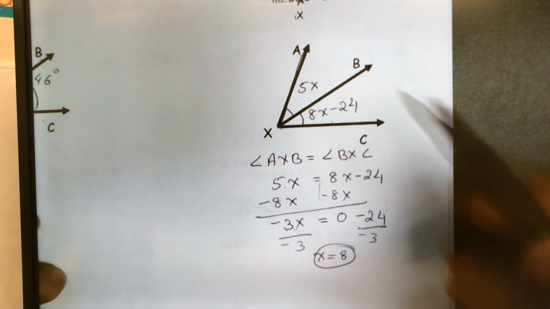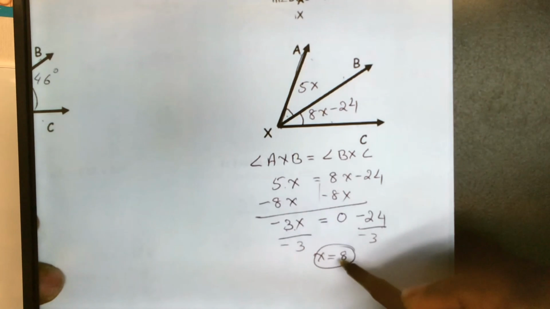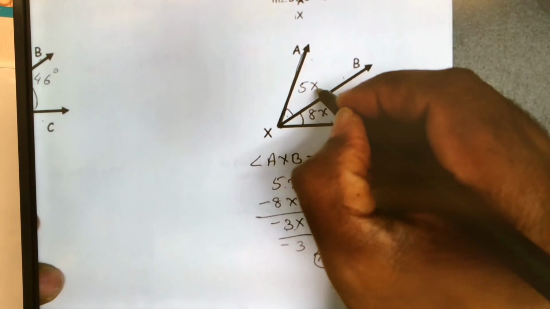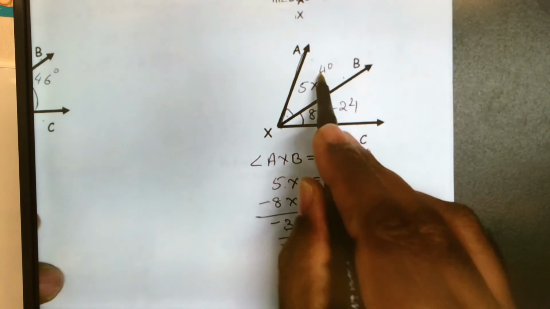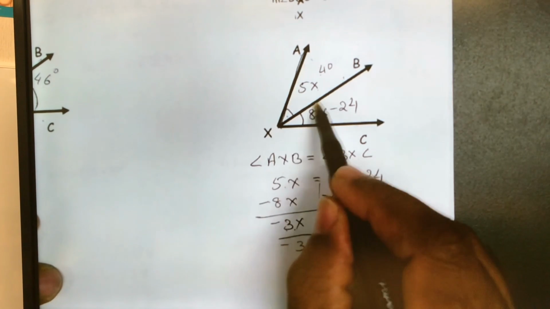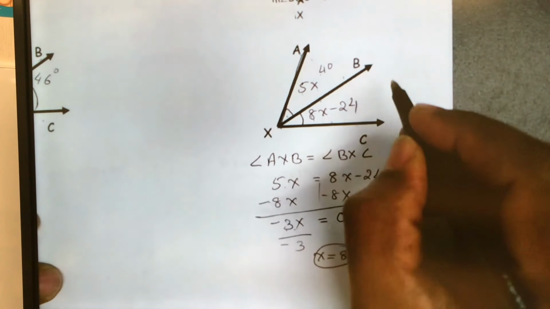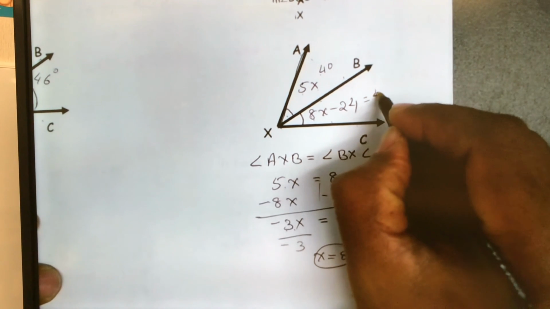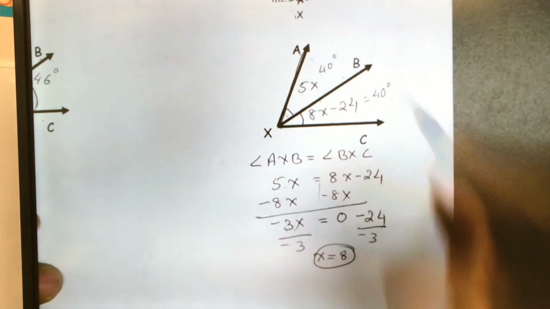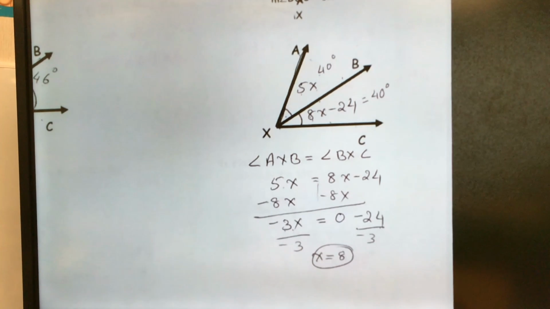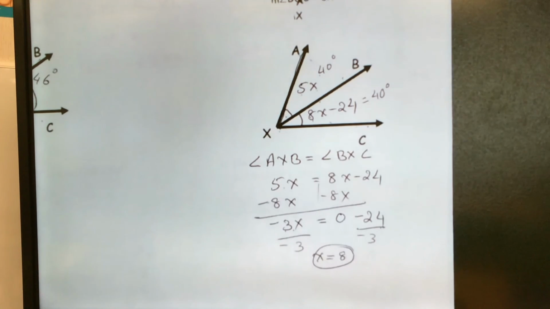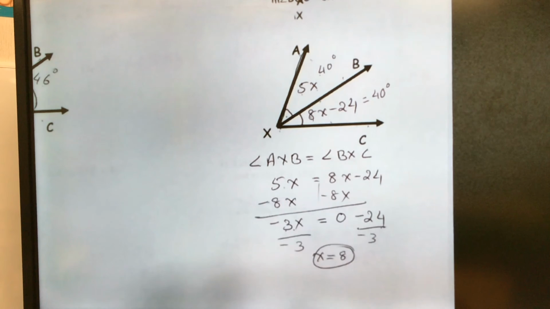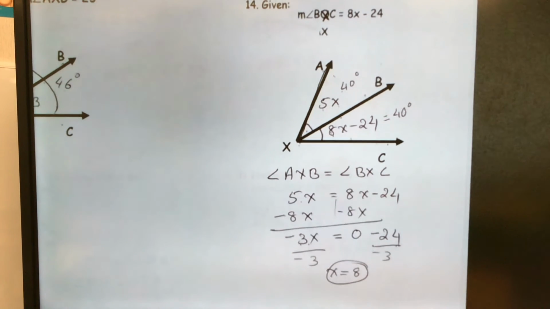So I need to figure out how much each angle should be. So plug in 8 for x, so 5 times 8 becomes 40. And again, since this is a bisector, those two angles are congruent, so the measure of this angle is also 40 degrees. So measure of each angle is 40 degrees, and the measure of the big angle AXC should be 80 degrees. So I hope you understand the first part of this one. So let's move on to the next part.